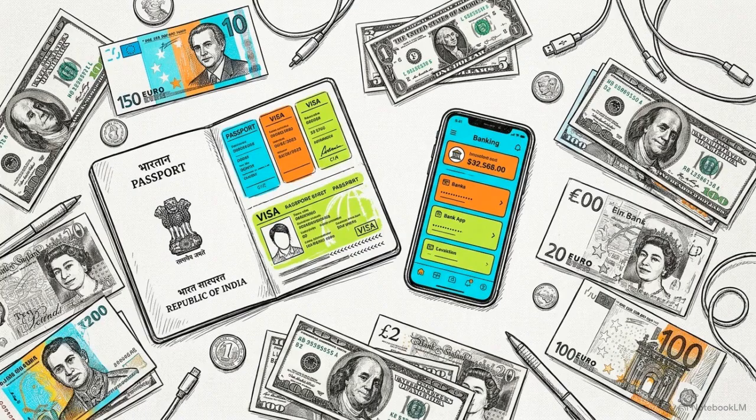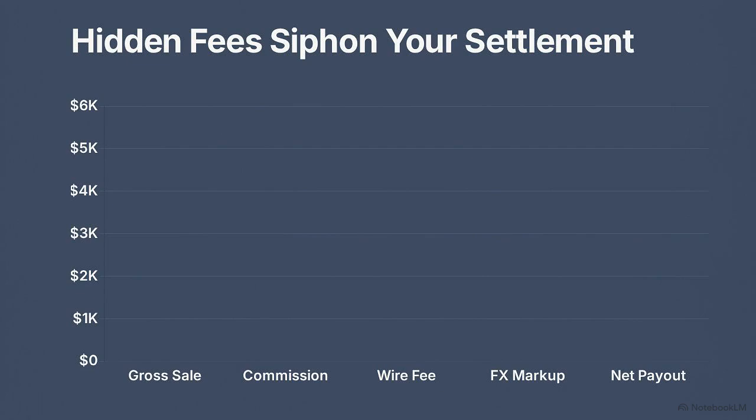The next layer of friction hits when you actually try to move that money into your Indian bank account. This waterfall chart illustrates the real settlement process. FastSpring does not settle directly in Indian rupees. They pay out in US dollars via wire transfer. Let's track a typical $5,000 transaction.